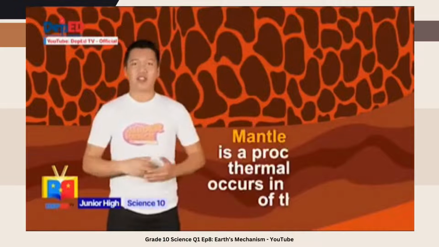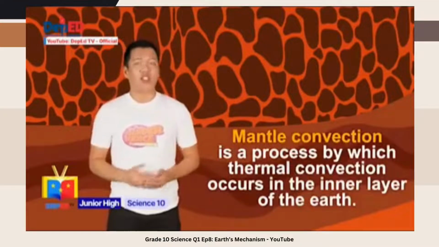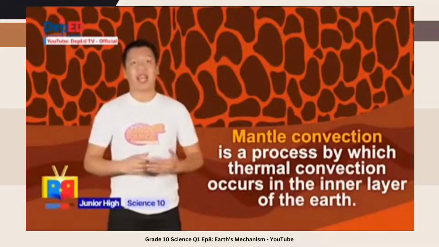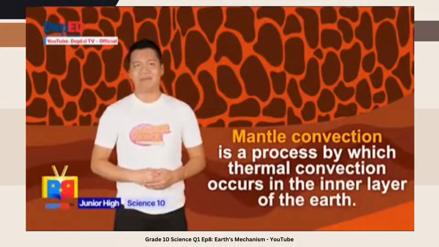The source of heat from the core is due to the decay or breakdown of radioactive elements. Mantle convection is a process by which thermal convection occurs in the inner layer of the Earth. The differences in the temperature of the Earth's interior and surface cause convection currents to occur within the mantle.